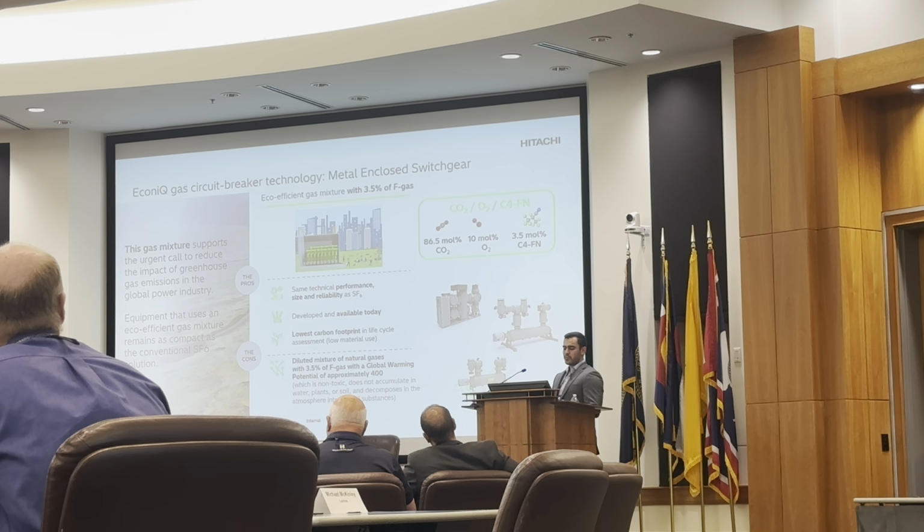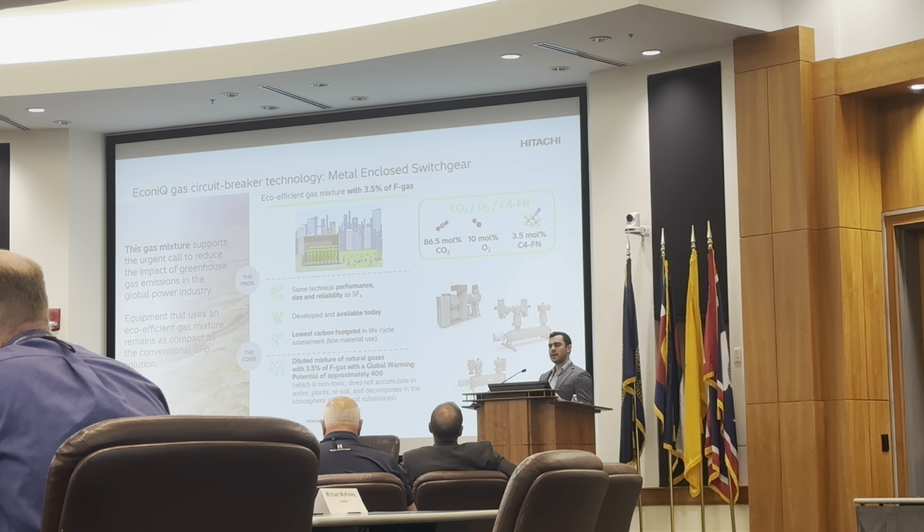The point of the CO2 is to be able to extinguish the arc. The point of the O2 is to mitigate any toxic byproducts formed during the arc, such as CO. If you have O2 inside the mixture along with CO2, it's going to dissolve the byproducts that are formed inside the GIS. And the 3.5% C4FN is only there to give a dielectric boost to the gas, and also allow it to not increase the size of the technology and maintain the technology at the same size as the SF6.